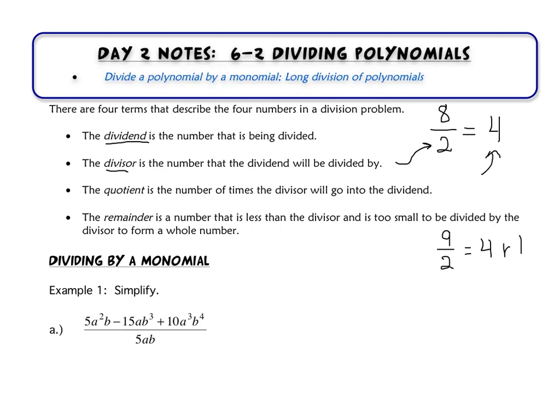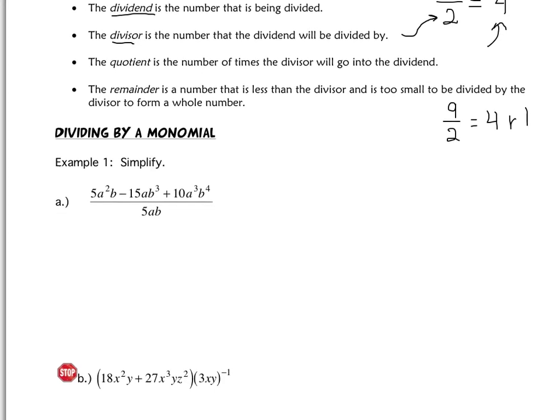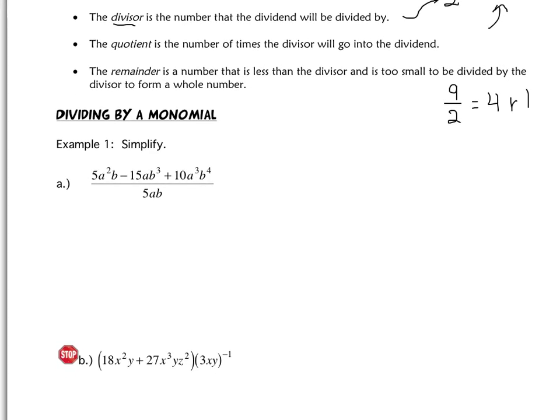Okay, so the first thing we're going to do is divide by a monomial. So in this case, we have a polynomial, 5a squared b minus 15ab cubed plus 10a cubed b to the fourth, and that's being divided by 5ab. So you should notice that 5ab is a common denominator. It's underneath all the three terms on top.